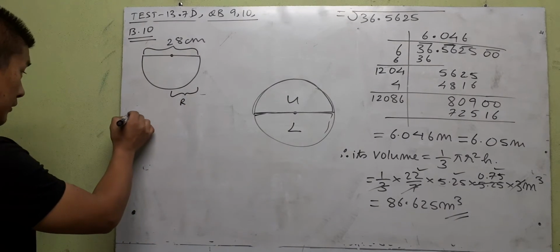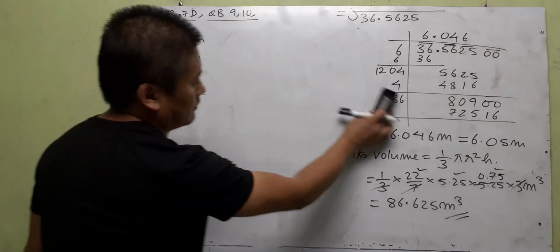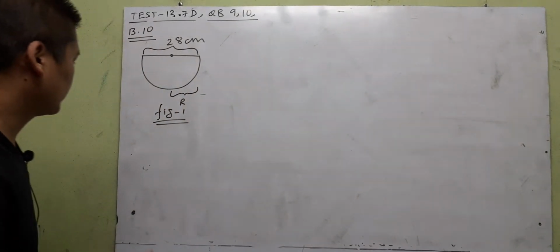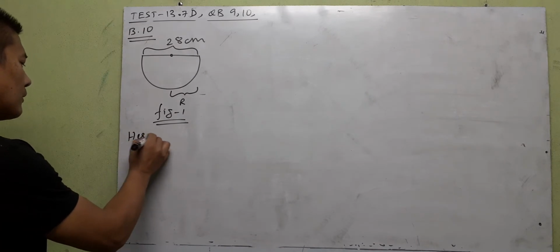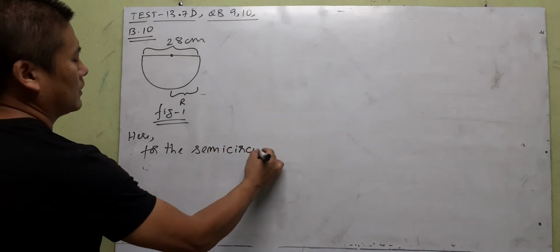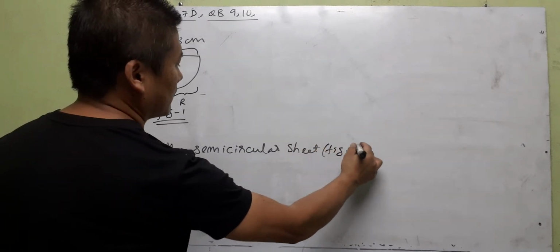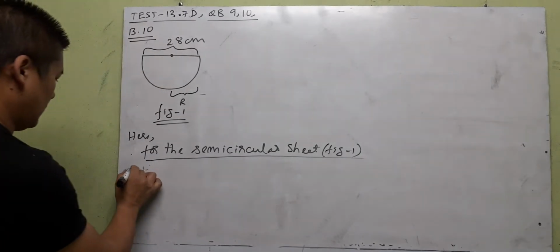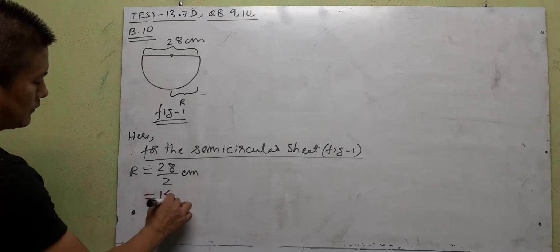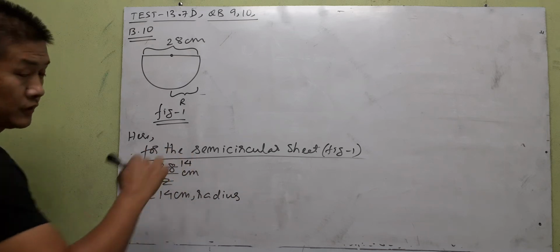So let us find out. Put this as figure 1, let us say. For the semicircular sheet, which is figure 1, the radius r will be diameter divided by 2 centimeter, which is 14 centimeter. On cancellation you get 14, right?